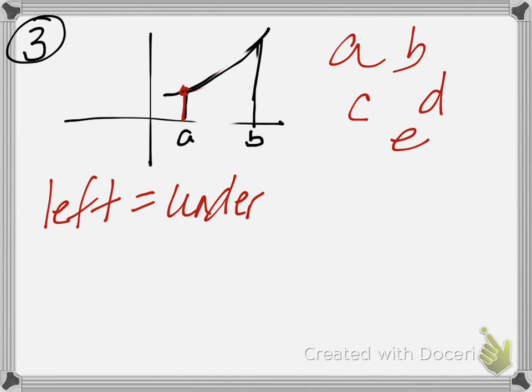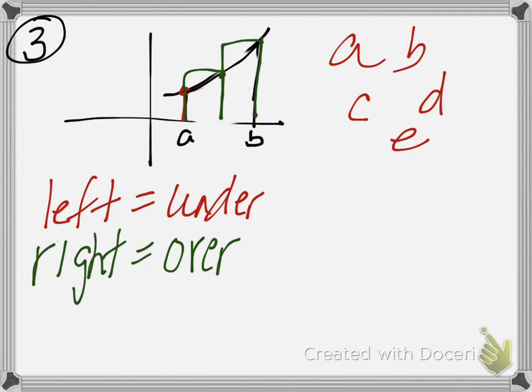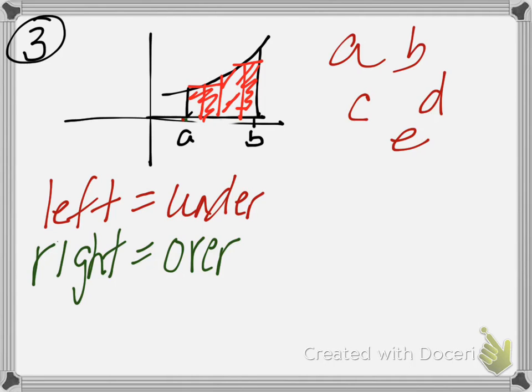If we do a right, it's going to be an over approximation. So a right equals an over approximation. Then they're asking for a midpoint. It looks something like this. If we made 2 rectangles and we take the midpoint, we'll have this and this. The midpoint looks pretty close. So we'll say not sure.